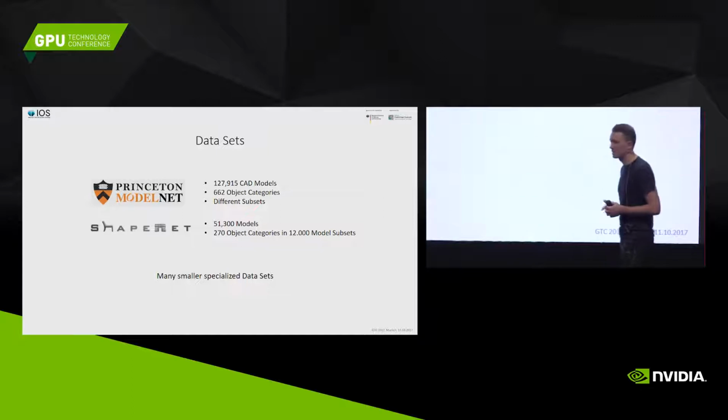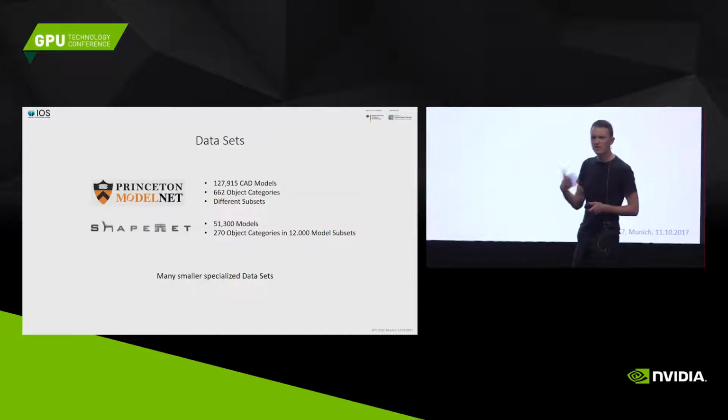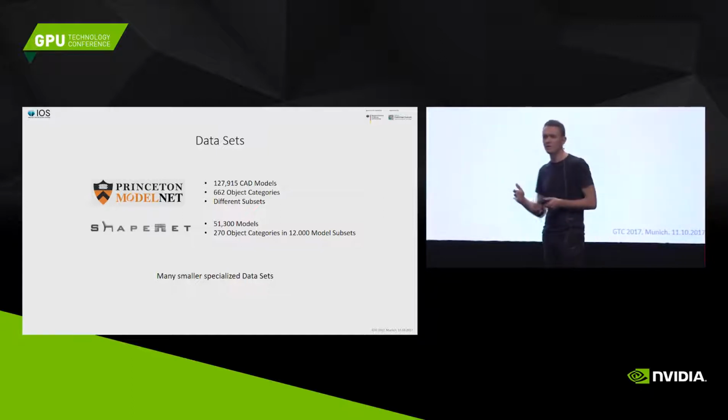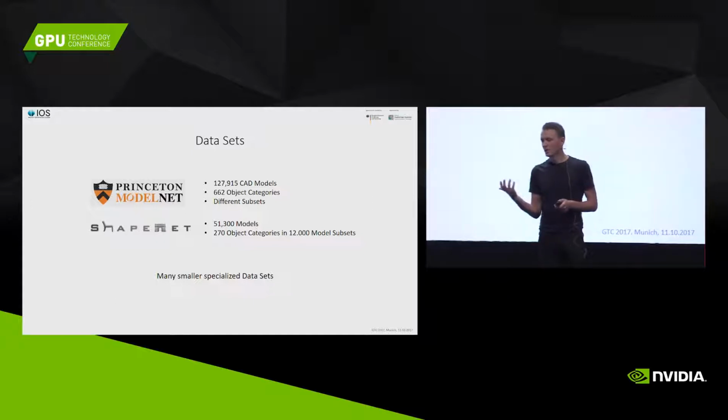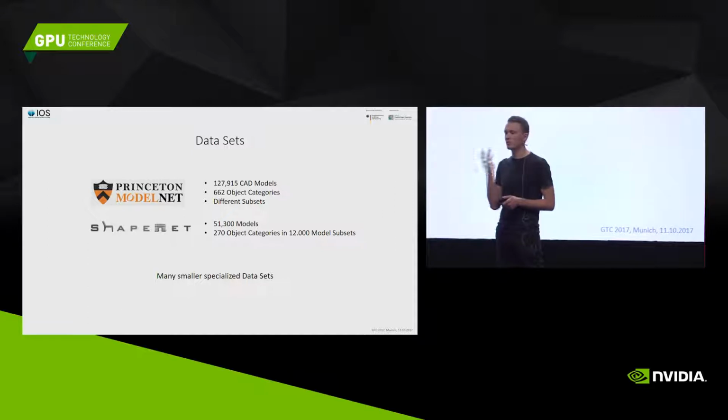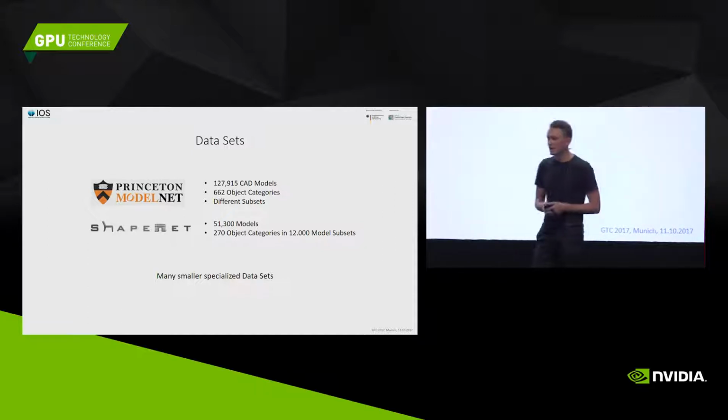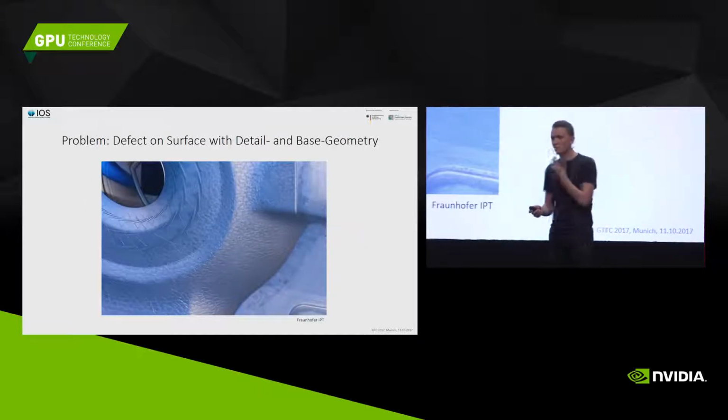I have another slide here with datasets. Datasets for 3D training of deep learning are very sparse right now. So there are mainly two main datasets, which is the Princeton ModelNet and ShapeNet. Princeton ModelNet is a larger dataset, and the ShapeNet is a smaller dataset, which only contains discrete data like meshes and so. But what was the problem we were facing?